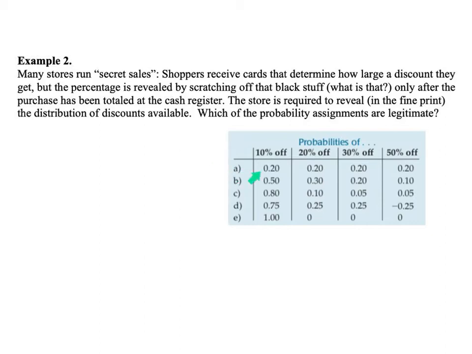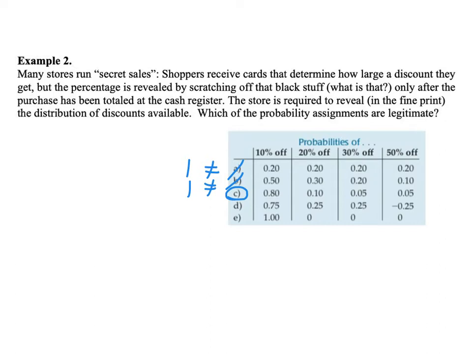So let's look at A. Well, first thing that jumps out at me is that these do not sum to 100%. So since it does not total 1, I'd say A is not legitimate. I would also say B, well, it looks like that's greater than 1, so that doesn't work. C, the probabilities, C looks legitimate. That one looks okay. They have a total of 1.